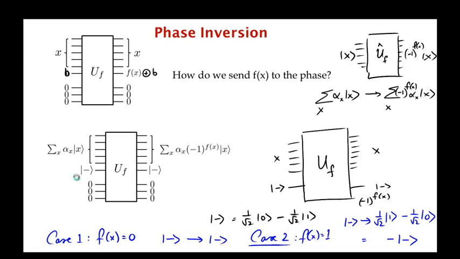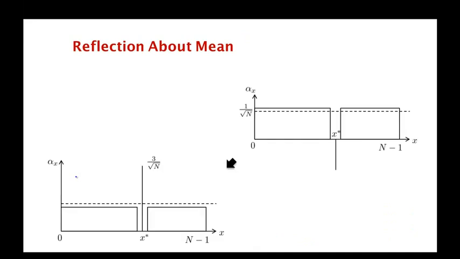So very simple. Now how about reflection about the mean? So what was this reflection about the mean operator? Remember what we wanted. We started with some superposition over our domain from 0 to n minus 1.